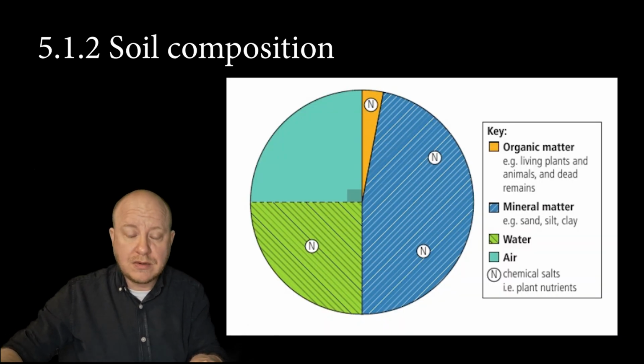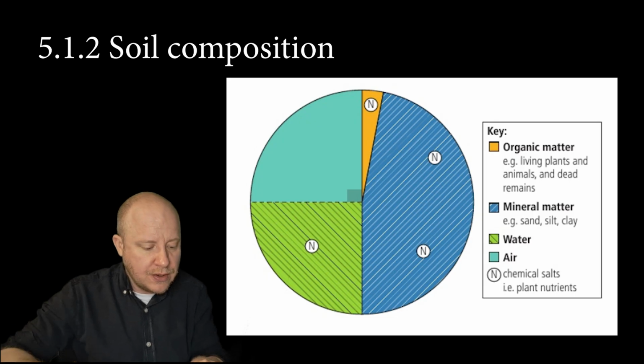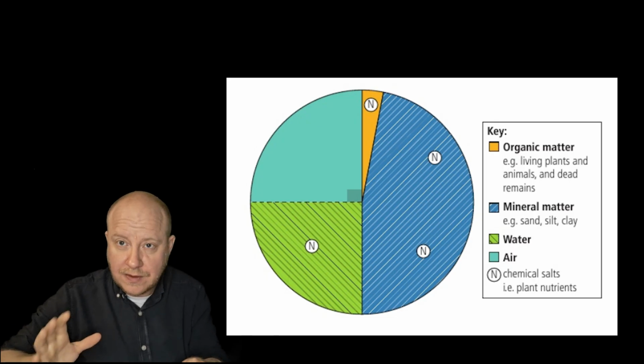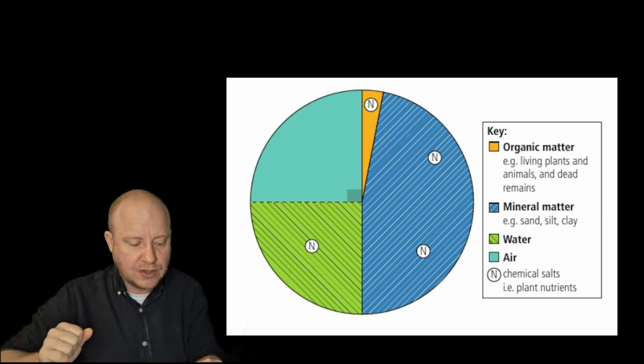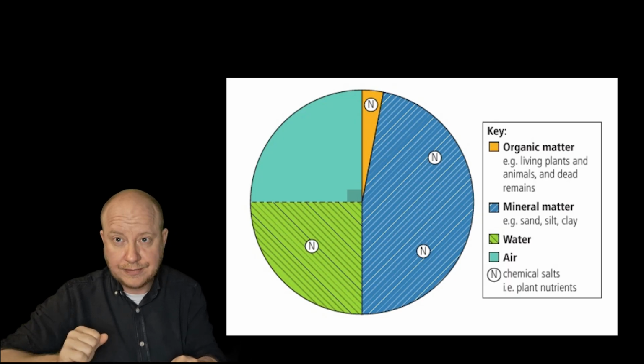5.1.2, soil composition. Soil forms the outermost layer of the Earth's surface. It contains weathered bedrock, which is called regolith, organic matter, both living and dead, air, and water. So it's four components.